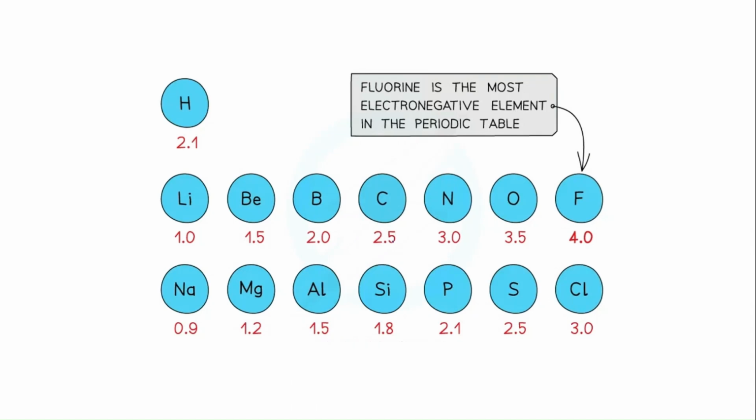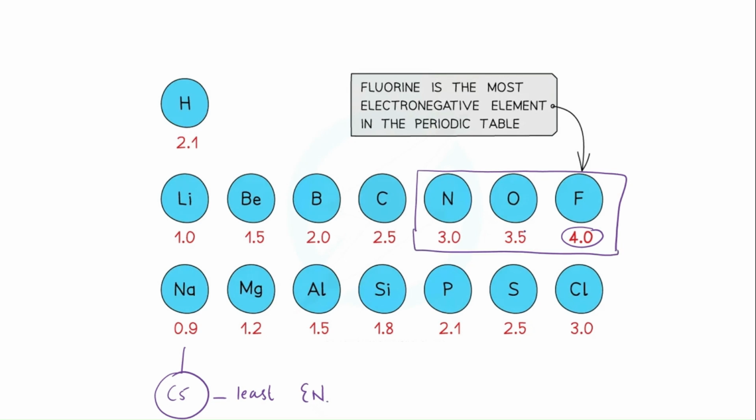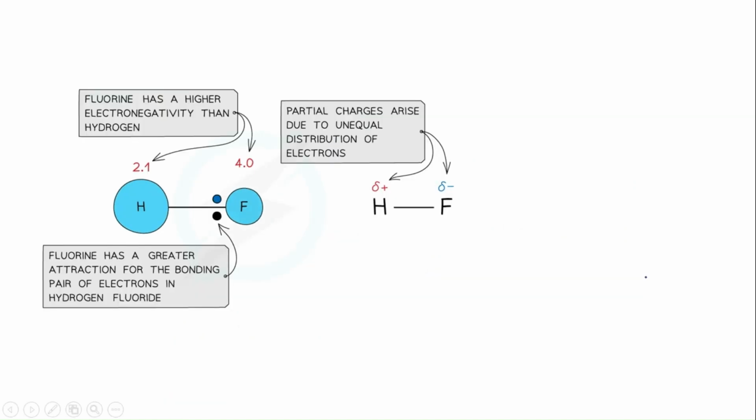If you look at the periodic table, you can see here that fluorine is the most electronegative element of the periodic table, with an electronegativity value of 4, while cesium, which is present at the bottom of the first group of the periodic table, is the least electronegative element. And we can also see that along with fluorine, oxygen and nitrogen too have greater electronegativity values, while the other elements have lesser electronegativity values. That leads us to the formation of polar and non-polar covalent bonds.